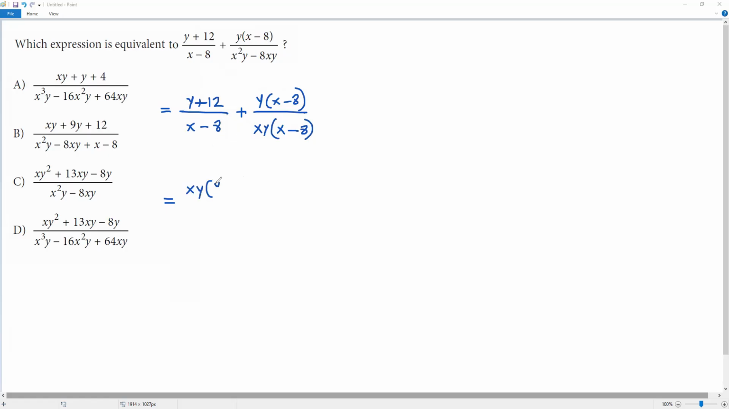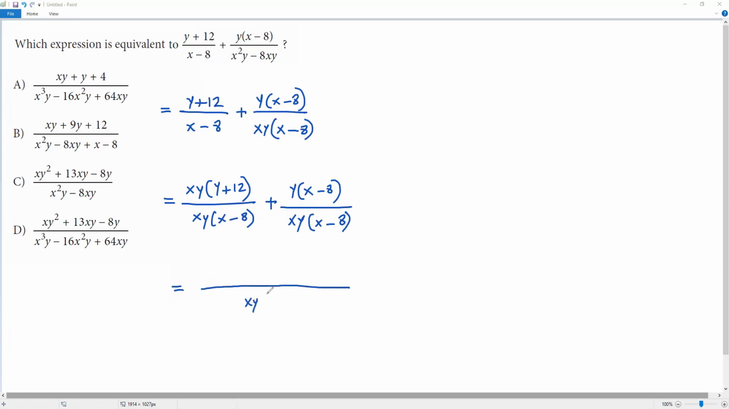xy times y positive 12 over xy times x negative 8 positive y times x negative 8 divided by xy times x negative 8. Here we have the same denominator for both the fractions. So we can take xy times x negative 8 as a common denominator. Let me do it. That is xy times x negative 8. Now let's add the two numerators. Then we have xy times y positive 12 positive y times x negative 8.